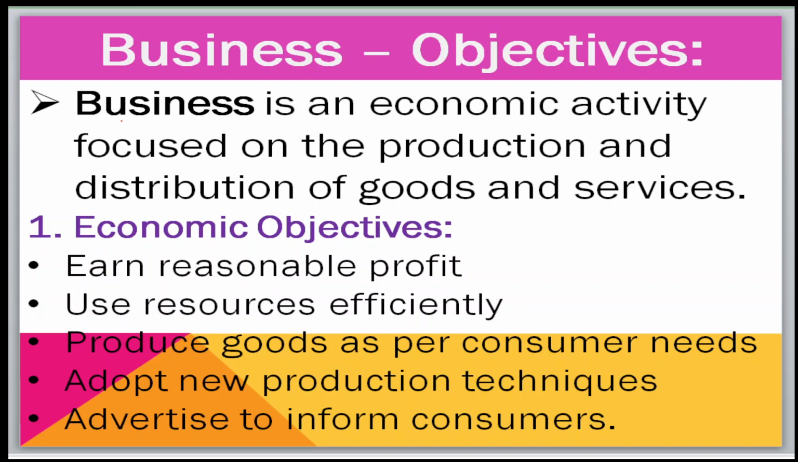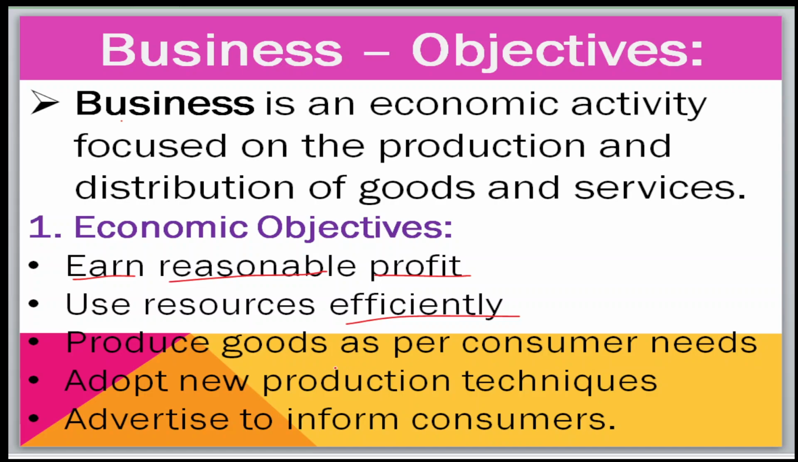So first, about business objectives, a business aim. Business is an economic activity, we know that. It focuses on the production and distribution of goods and services. In a business there are two types of objectives. One is economic. So the main objective is what? To earn profit. But what kind of profit? That is reasonable profit. Second, we should use the resources very efficiently and effectively.